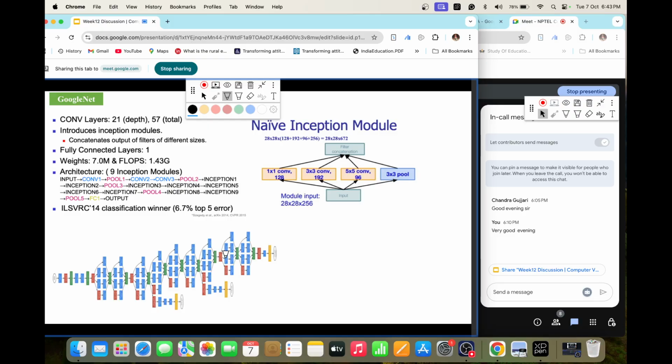Then we have GoogleNet and ResNet, which are very important. GoogleNet introduced the inception module. So what is this inception module? The inception module concatenates the output of filters of different sizes. Okay, so that is the important thing about GoogleNet. Whatever feature maps it has got from different types of filters, it concatenates them. By that it introduced a new type of thing in CNN architecture. Okay, so that is GoogleNet, and it reduces the error to 6.7%.